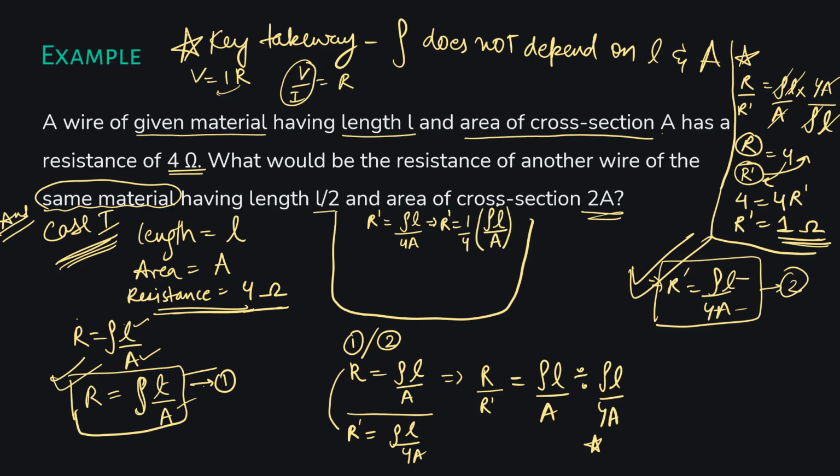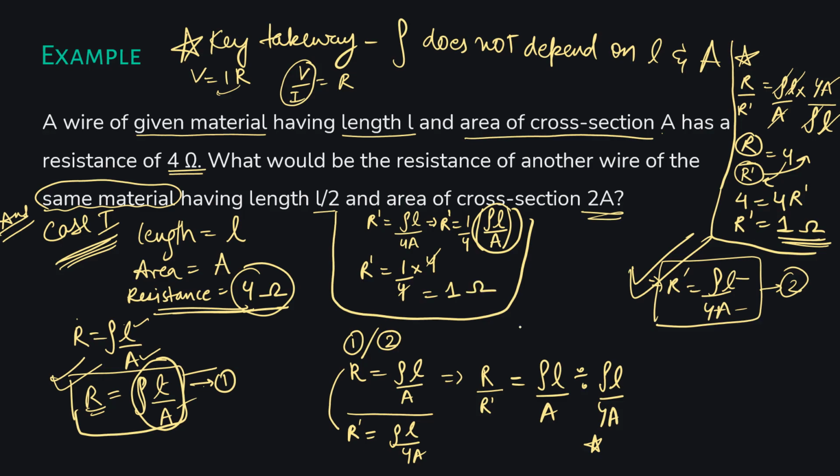Right? Now if you can see, this rho L upon A is nothing but this rho L upon A. And what is this rho L upon A equal to? R. And what is R given to us as? 4 ohm. So, if I put the value of 4 ohm here, I have R dash is equal to 1 upon 4 that we had taken out into this rho L upon A, which is the resistance, which is 4. Again 4 and 4 get cancelled and we get 1 ohm.